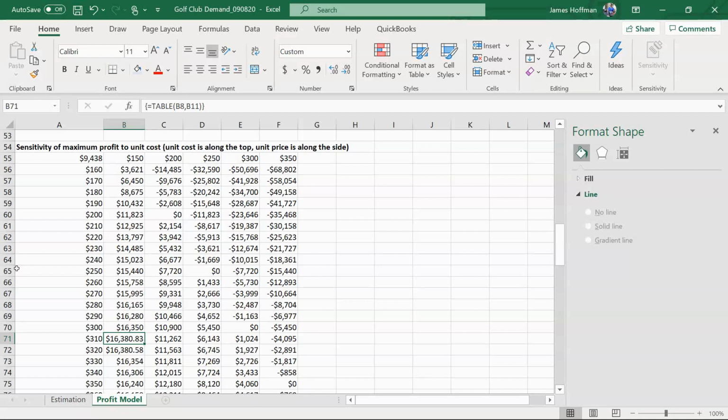Okay, so it's close, but this one's a little bit higher. I just extended the decimal so I can see which one has the highest profit. This one's 16380.58, and this one's 16380.83. So technically, this one's the better one. All you have to do is type in manually 310, because that's the price you should charge to get the highest profit if the unit cost is 150. So 310.